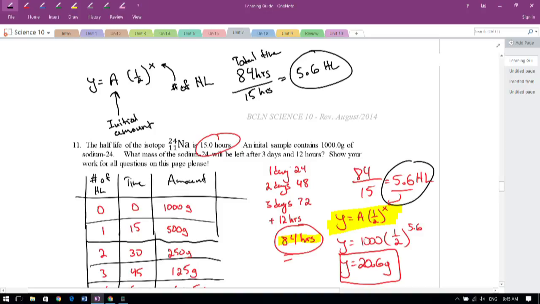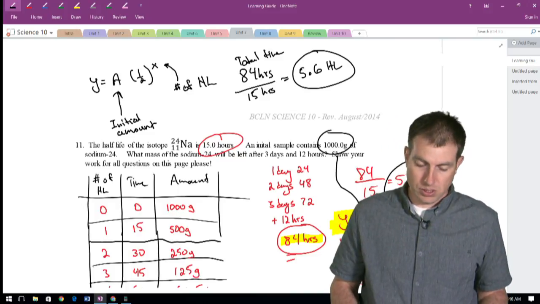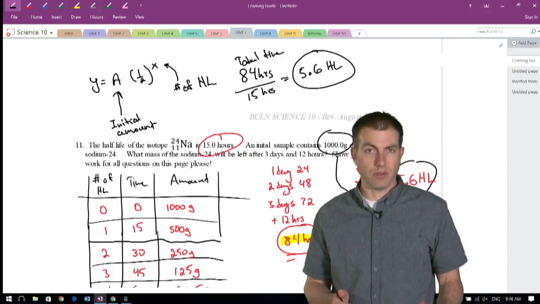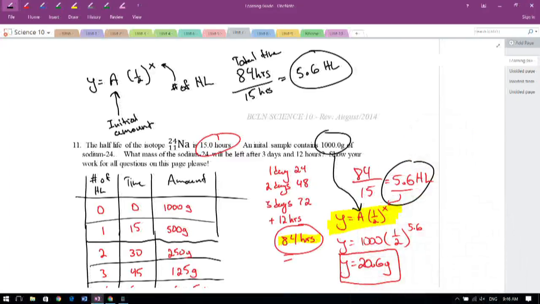So I have y is 1,000. My initial amount was 1,000 grams. Plug that into my equation. It's 1,000 times 1/2 to the 5.6. And I need to just remember how to do this on my calculator. So I have to remember BEDMAS: brackets, exponents, division, multiplication, addition, subtraction. So I need to do my exponent first. And in this particular example, it's 1/2 to the power of 5.6.